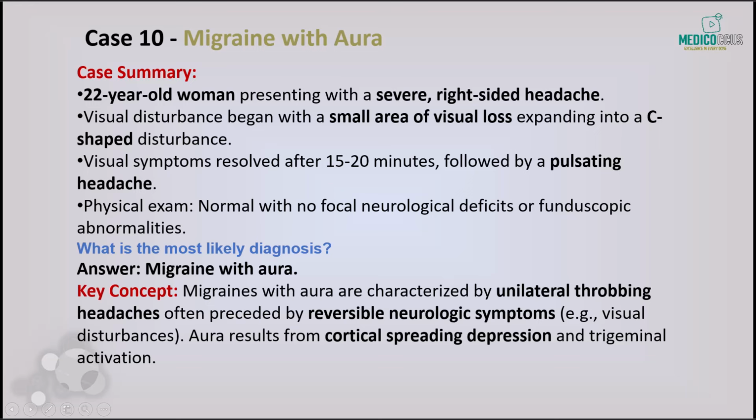Next, here we have another type of headache in a 22-year-old woman who comes to the emergency department with a severe right-sided headache following a visual disturbance. She describes a hole in her vision that expanded into a C-shaped visual disturbance in her peripheral vision, which spontaneously resolved after 15 to 20 minutes. Following this, she developed a pulsating headache. These characteristics are strongly indicative of a migraine with aura.